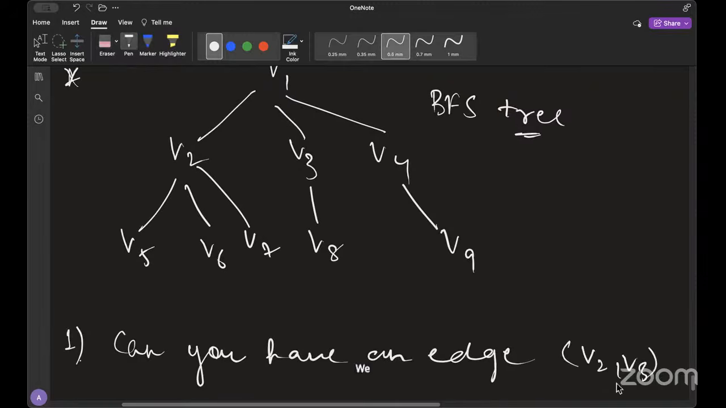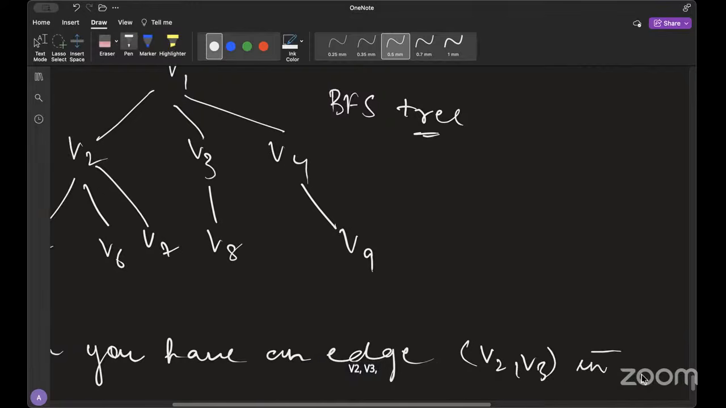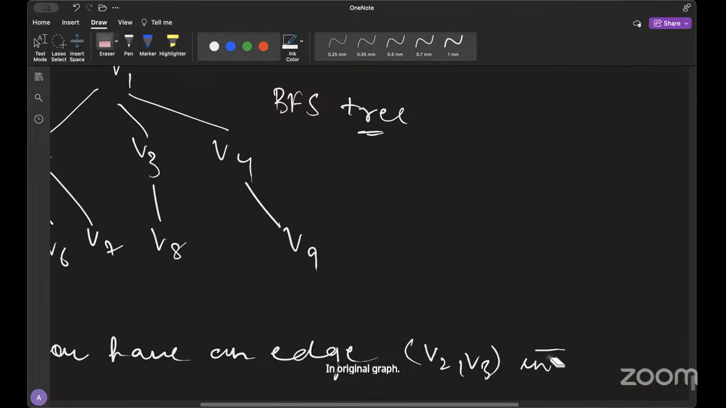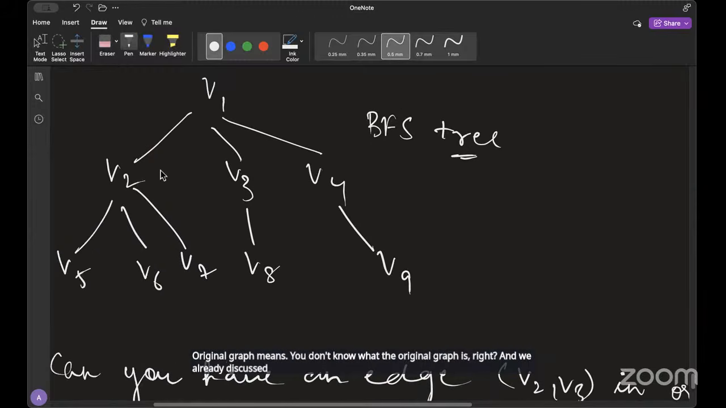V2, V3 in the original graph. Original graph means you don't know what the original graph is, right? And we already discussed that from just this tree, you cannot identify the original graph. There could be more than one graph which will have the same BFS tree.